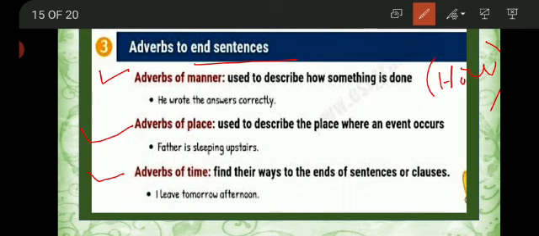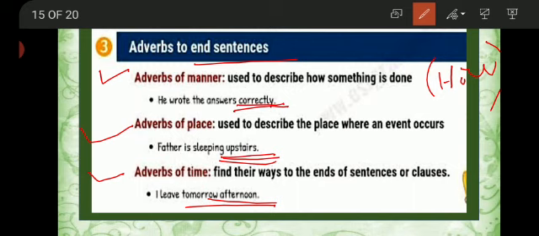He wrote the answers correctly. So here the word correctly is showing the writing of that person. So it is an adverb and it is placed at the end of the sentence. Adverbs of time will show the time of an action. Adverbs of place will show the place where an event occurs. Father is sleeping upstairs. So here, upstairs is an adverb and it is placed at the end of the sentence. I leave tomorrow afternoon. So here, this is the time of the action.